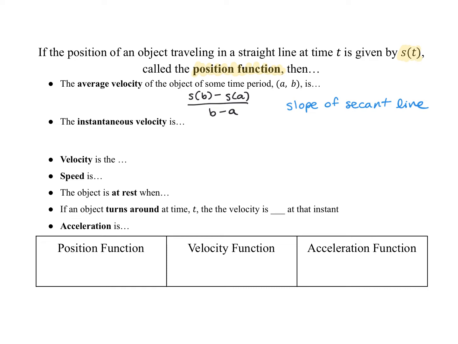Now if we want to find instantaneous velocity, that's when we need to use the derivative of our position function. So it's going to be s prime of t, which we can describe with a limit definition. So the limit as t approaches a of s of t minus s of a all over t minus a. And again, this gives us the instantaneous velocity, and really this also gives us the slope of the tangent line.